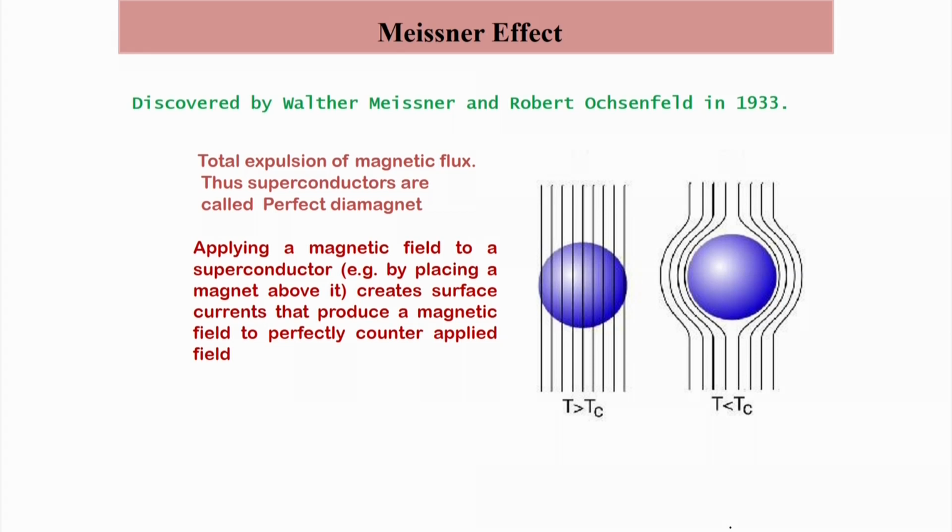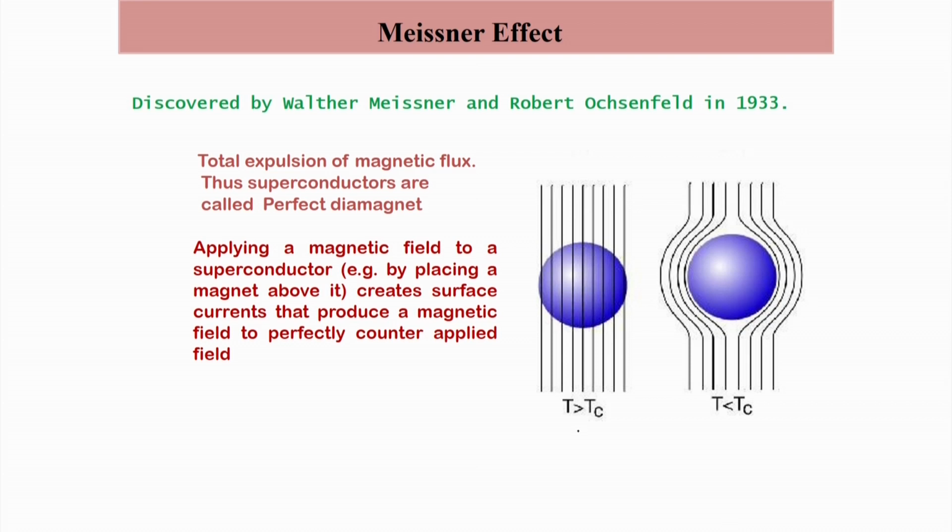The Meissner effect was discovered by Walter Meissner and Robert Ochsenfeld in 1933. This is the total expulsion of the magnetic flux, and that is why superconductors are called perfect diamagnets. Applying a magnetic field to the superconductor, by placing the magnet above it, creates a surface current that produces a magnetic field to perfectly counter the applied field.